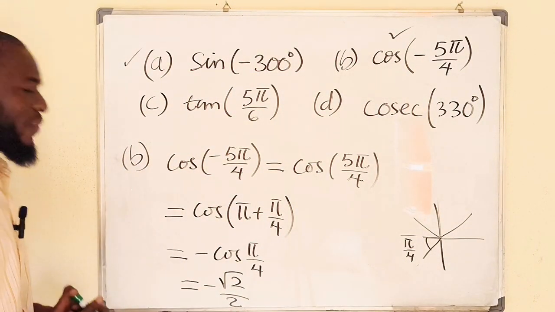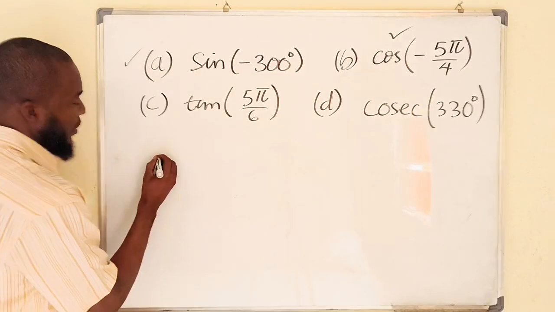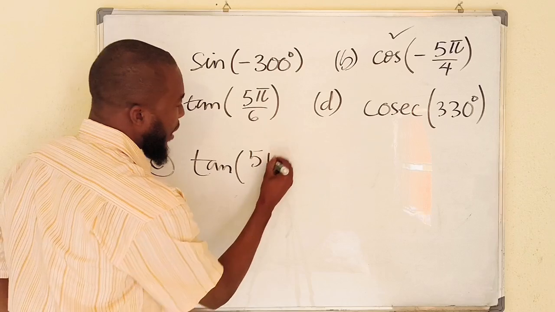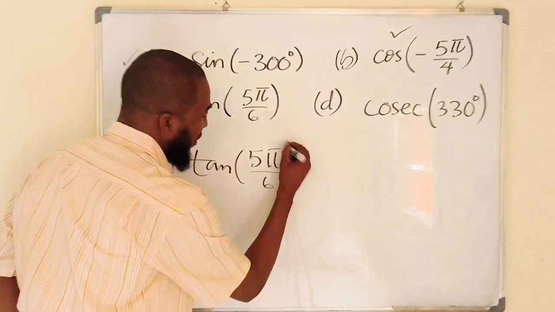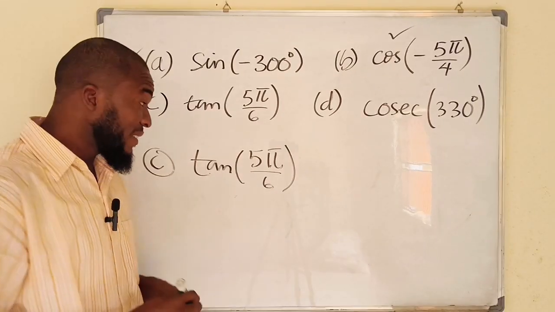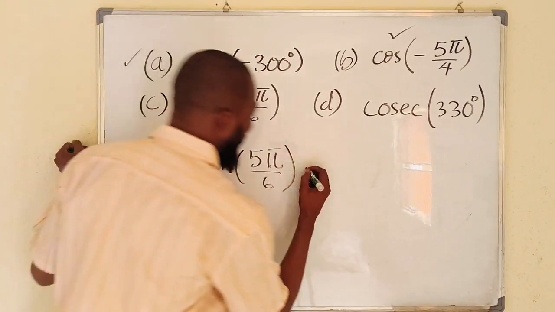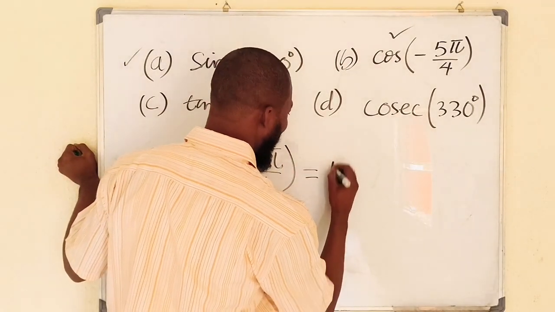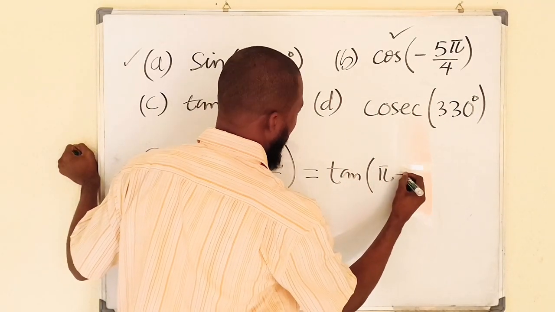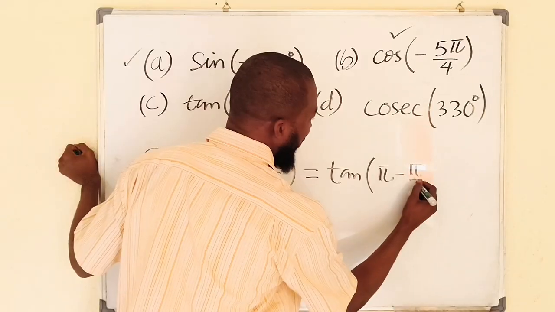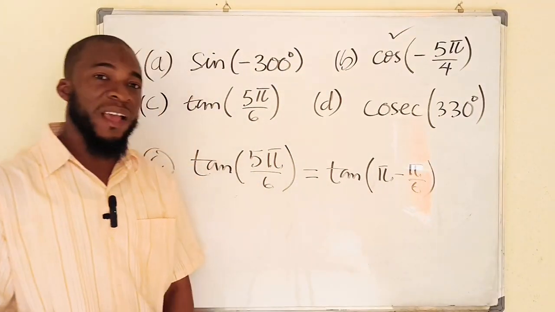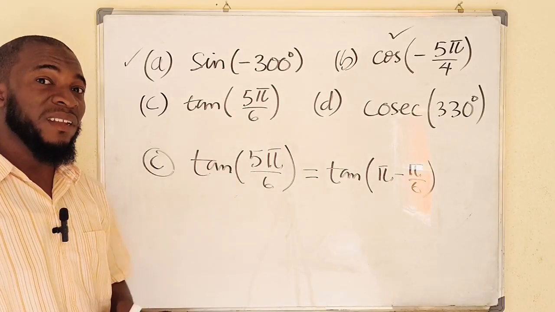Then number 3, we would like to find the tangent of 5 pi divided by 6. What will be this angle? Before I simplify, I would like to tell you this is the same thing as tangent of pi minus pi divided by 6. Yes, this angle and this angle, they are exactly the same. And this lies in the second quadrant.